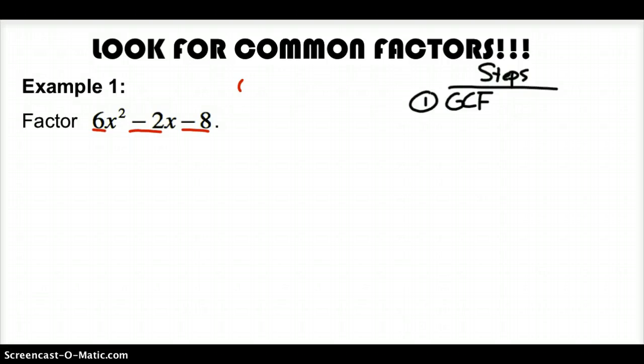If I look at the factors of 6, I have 1 times 6 and 2 times 3. If I look at the factors of 2, that's just 1 times 2. And the factors of 8 are going to be 1 times 8 and 2 times 4. So each of these has one of these in common. They have this 2 in common.